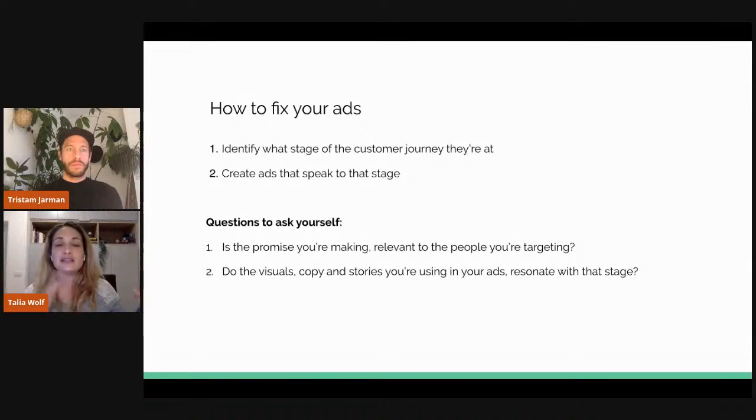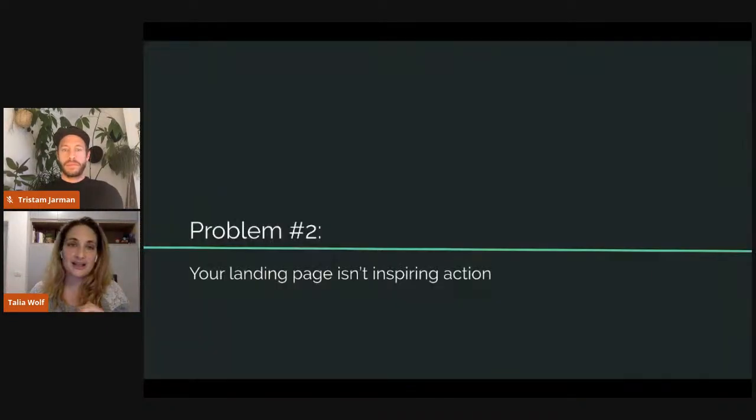Okay, so we've tackled ads. Let's move into the most important part of your funnel, and that is the landing page. So problem number two, your landing page isn't inspiring action. Hands down, the landing page is the most important part of your funnel. It's where people truly connect with you for the first time and make a decision.